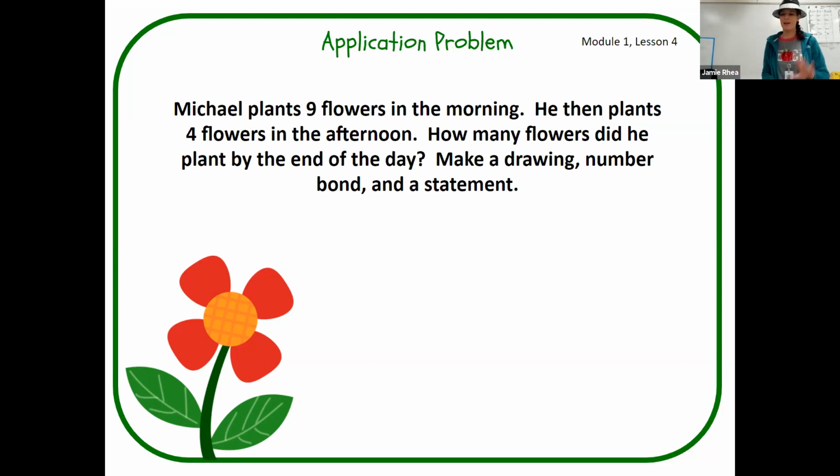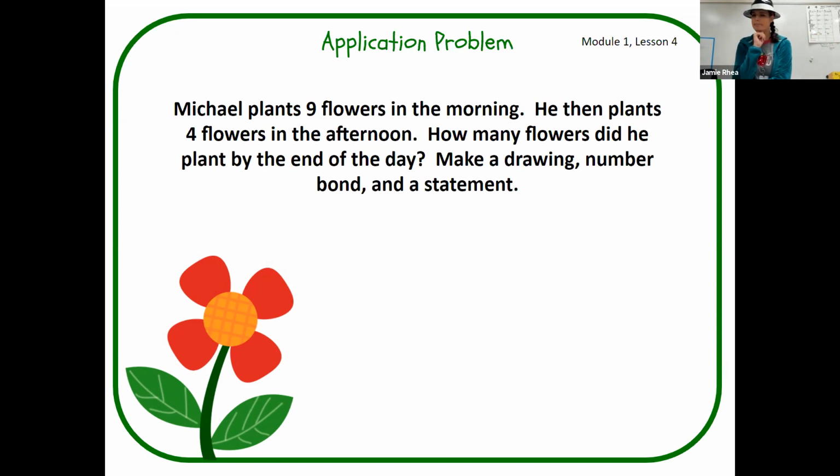All right, now I can't write on my screen with this, but I'm going to write on my board. So in just a minute, I'm going to shrink myself or get myself a little closer to you guys, and then we'll solve it, okay? All right, Michael plants 9 flowers in the morning. He then plants 4 flowers in the afternoon. How many flowers did he plant by the end of the day? Make a drawing, number bond, and a statement.